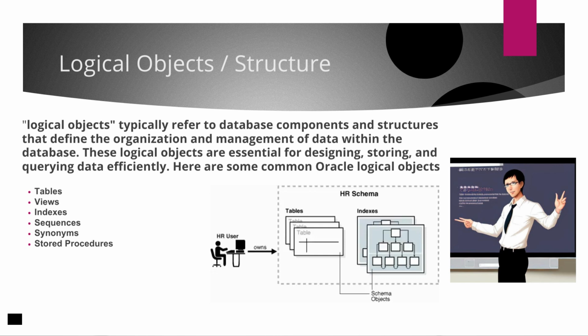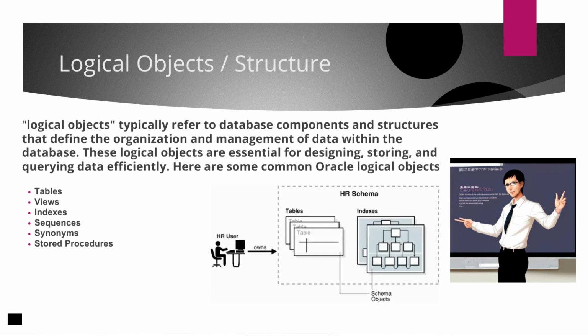In Oracle database, an index is a database object that enhances the retrieval efficiency of rows from a table. Indexes are like data structures that provide a quick way to look up rows based on the values in one or more columns. They play a crucial role in improving query performance by allowing the database engine to locate specific rows without scanning the entire table. Here's a detailed explanation of Oracle indexes.